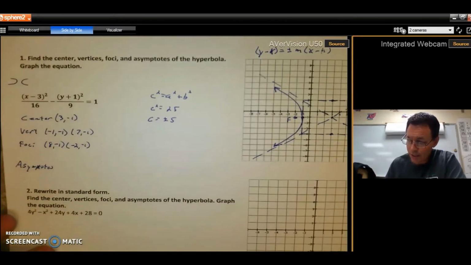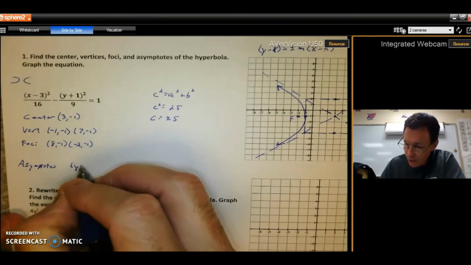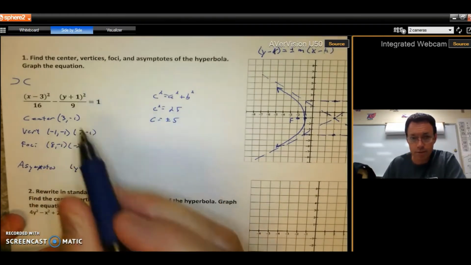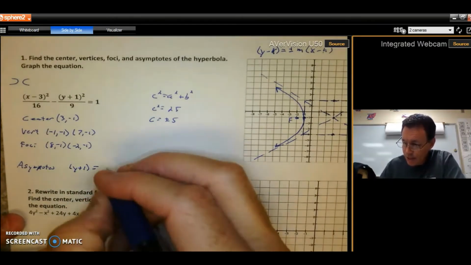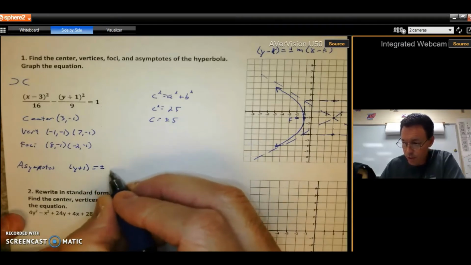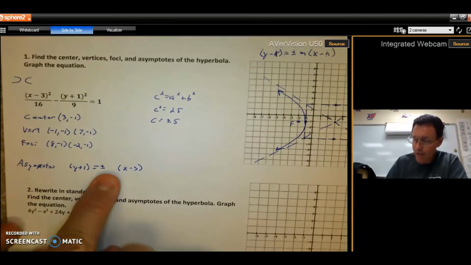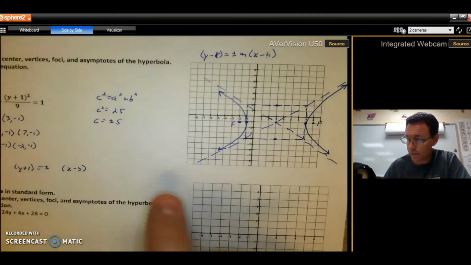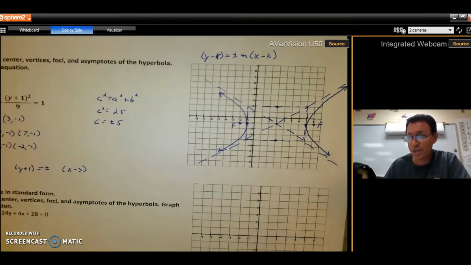So I can tell you right now, the equation for our asymptotes is going to be y plus 1 equals, and just don't put the square, it's not squared, these are lines. So y plus 1 equals plus or minus our slope, which we don't know yet, times x minus 3. So the only thing I've got to do is figure out what the slope is, and I only need one of these slopes, because one of them is positive, the other one's negative, but they're both the same.